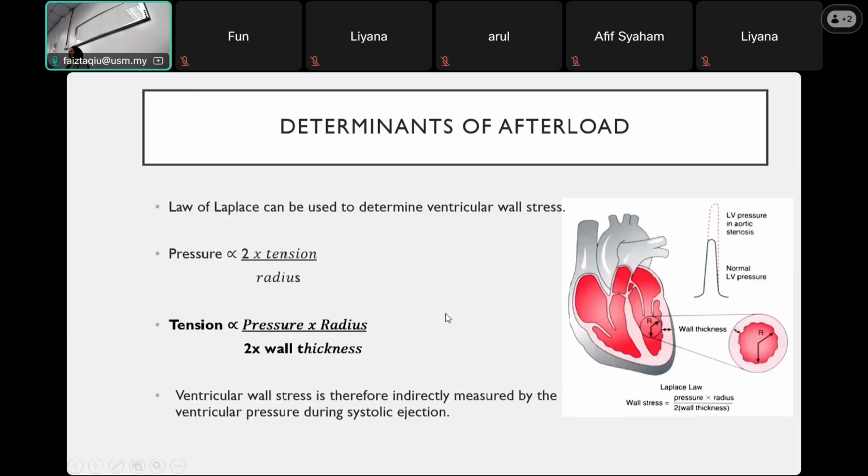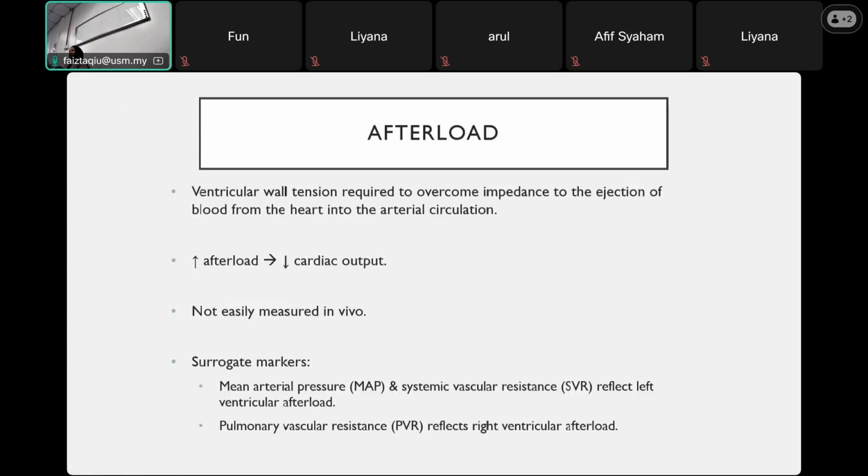So okay, apa definition afterload? Important definition, afterload. It is the ventricular wall tension. Ventricular wall tension required to do what? Required to overcome impedance of the ejection from the heart. I think ada simpler definition lah, but anyhow, ada yang kata the work required to overcome pressure instead of impedance. We accept a few definitions, but you must remember the definition of afterload. Okay.